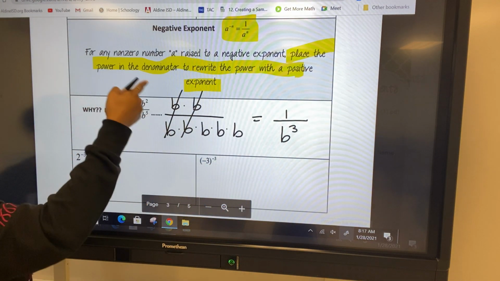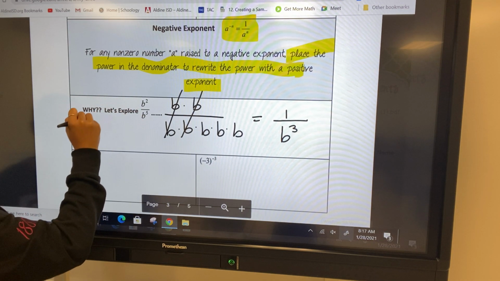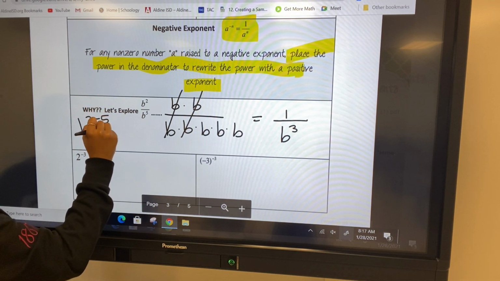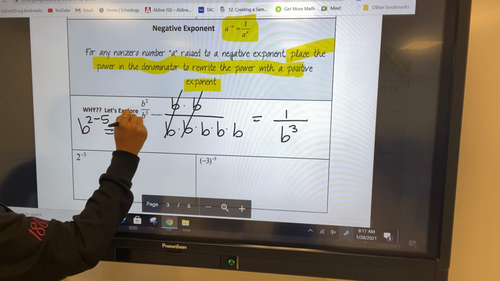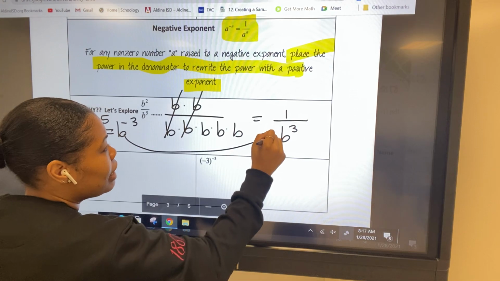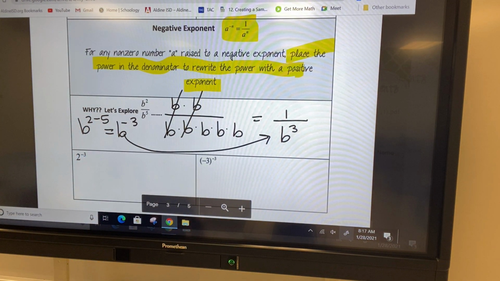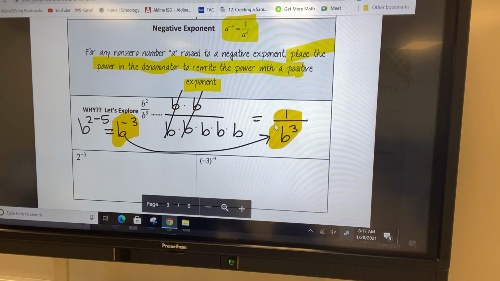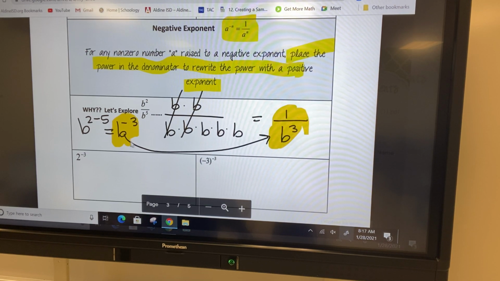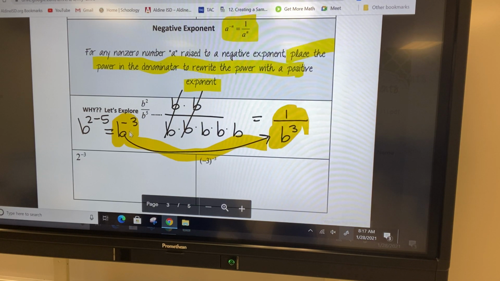This is the same thing if we use the quotient rule from before. Remember, the quotient rule says to subtract them, so 2 minus 5 is equal to b to the negative 3. So that means that these things are the same. What's going to happen is when I cancel, I'm going to end up with more b's on the denominator. So that means that the negative 3 represents the 3 that are in the denominator. So these two things here are the same. So when we have a negative exponent, we move it down to the denominator and it becomes positive.